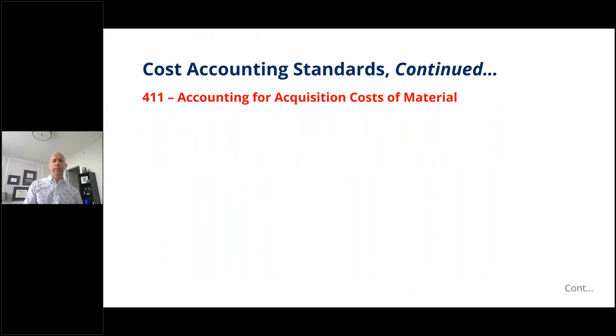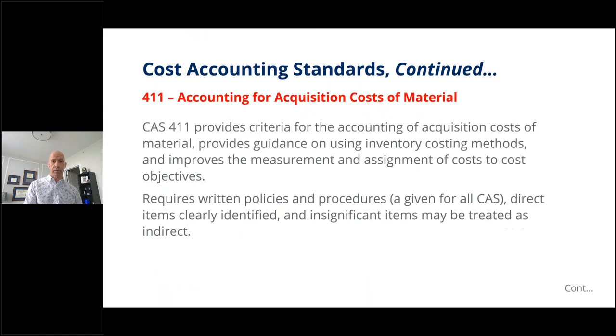All right, CAS 411, accounting for the acquisition cost of materials. Again, it requires written policies and procedures. I shouldn't even have to put that on the slide here. Direct items essentially need to be very clearly identified. So you have a couple of situations here where if you're a manufacturer or even an assembler, let's say you do what I call light manufacturing, you do assembly kind of work, you may have a physical warehouse or an inventory room or whatever the case may be for your size of business, right?